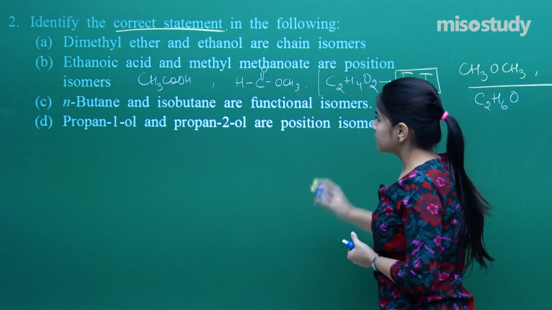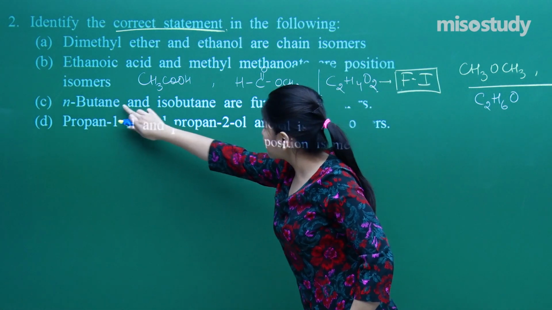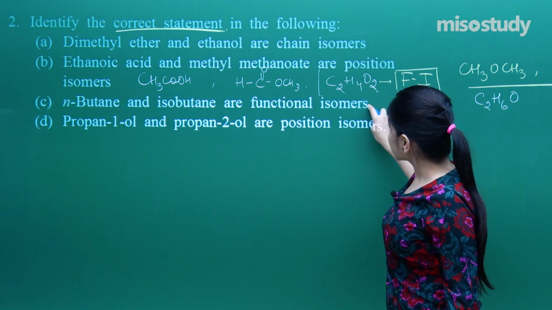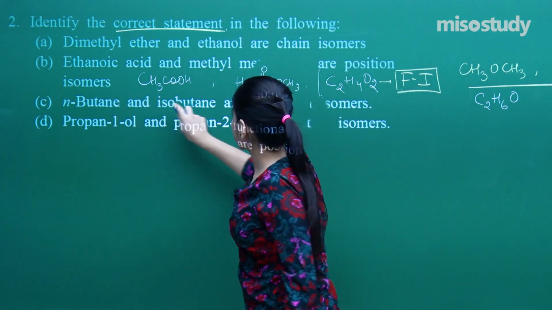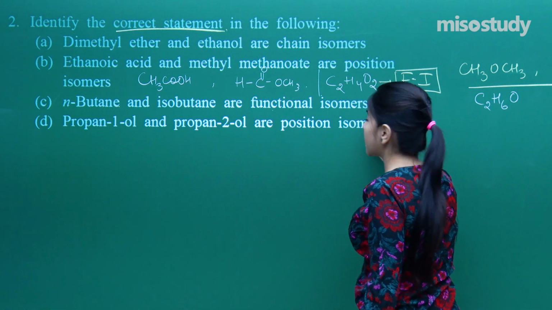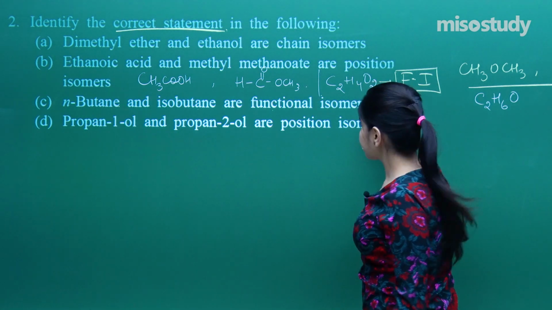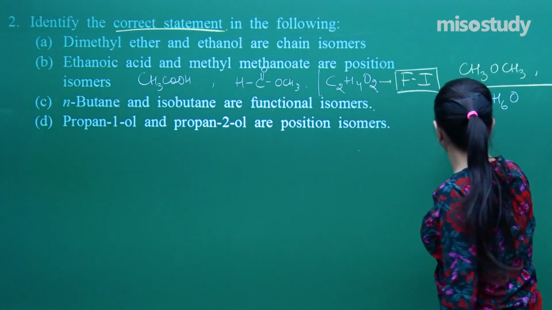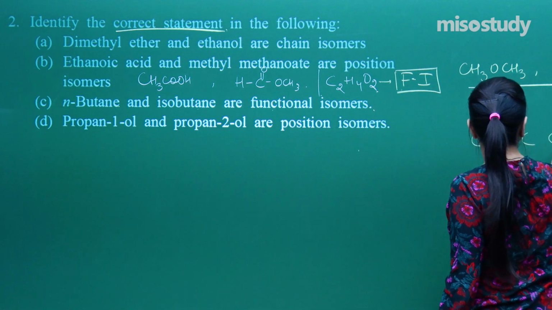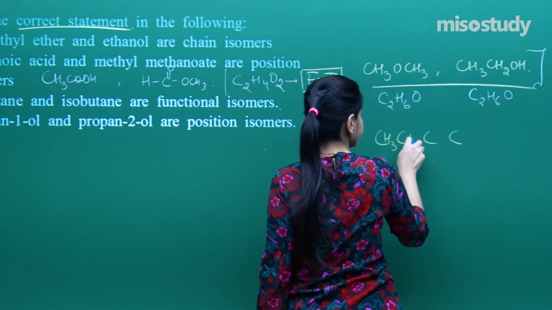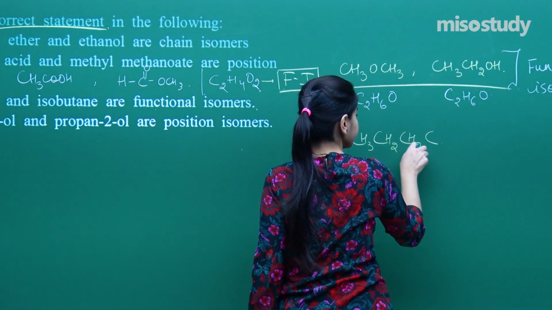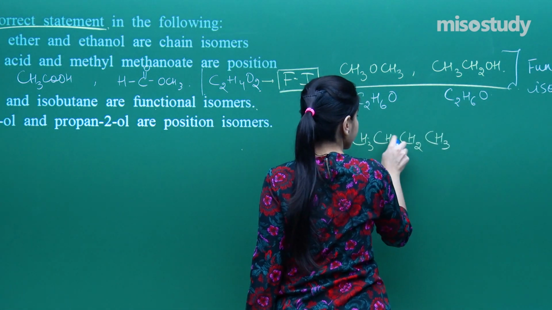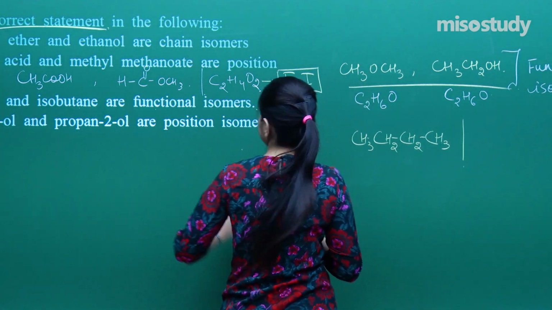Again this is functional. Now if I look at n-butane and isobutane, they are saying n-butane and isobutane are functional isomers. Let us see. I have got n-butane, that is this. And isobutane.